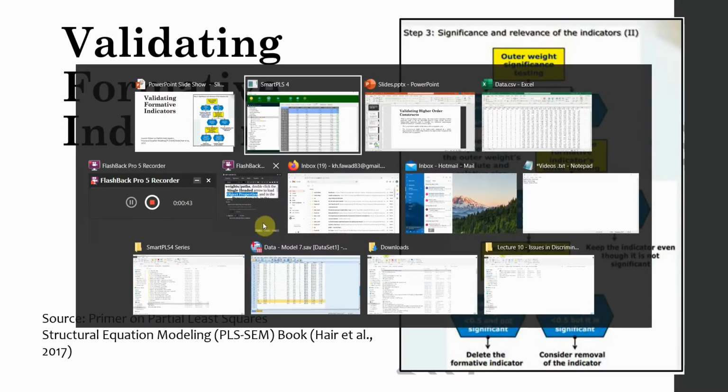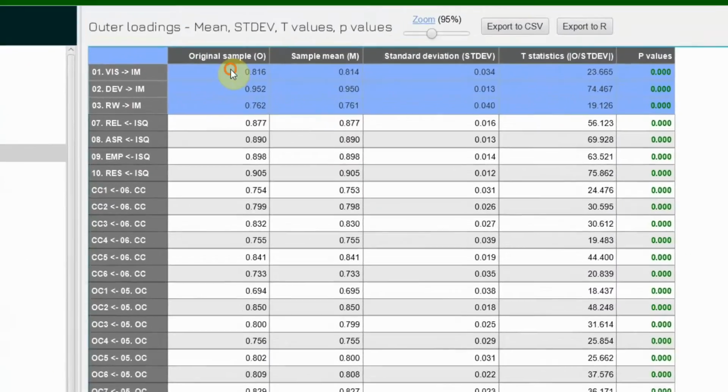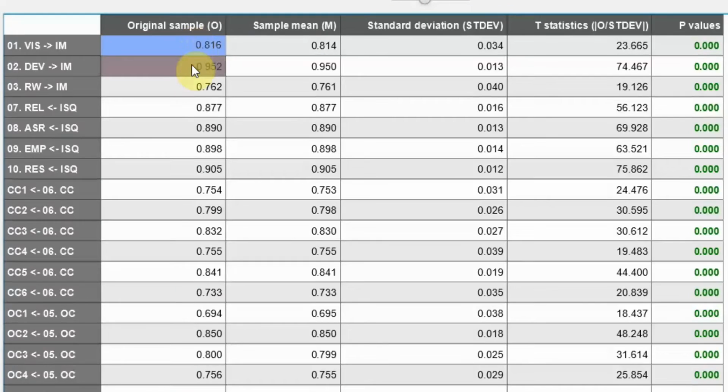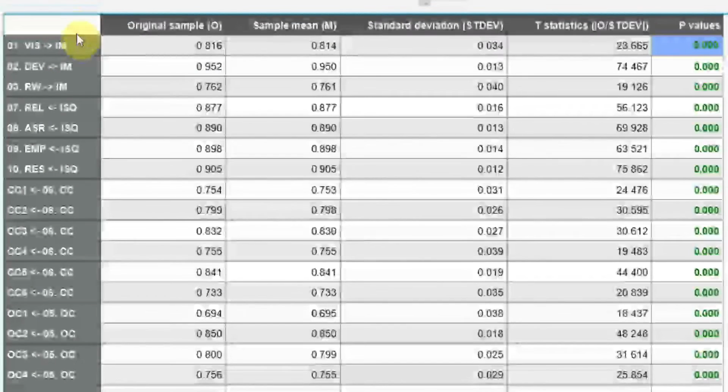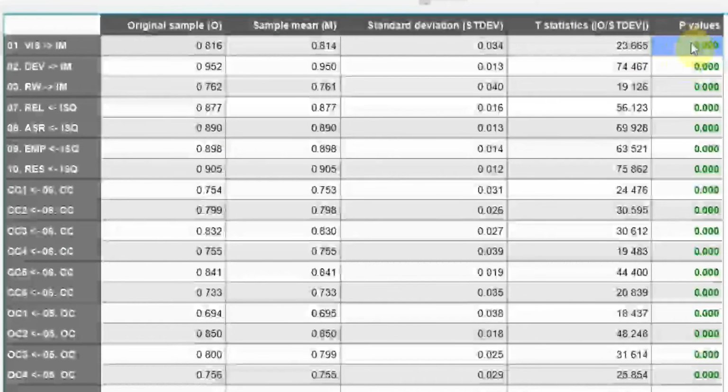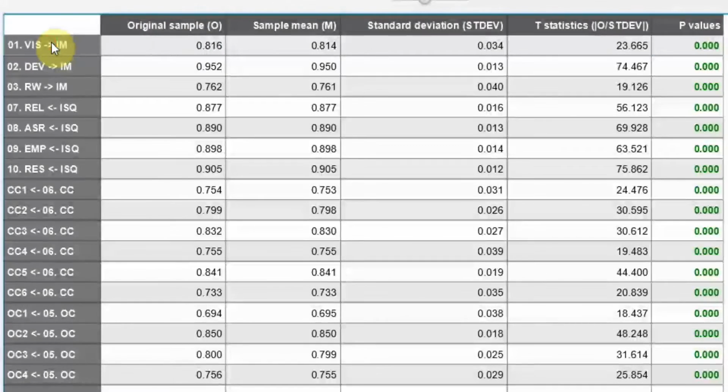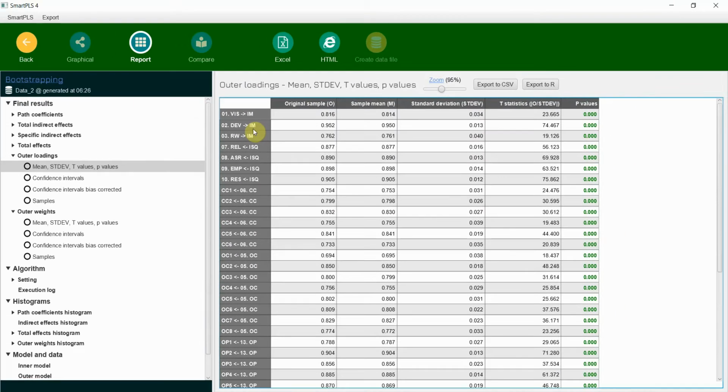Now, let's have a look here. Let's assume this loading is less than 0.5. But it is significant. So you can keep it. You do not need to delete this indicator that is part of forming internal marketing. But what if this would have been insignificant, the loading less than 0.5, the outer weight insignificant? Then you should remove it rather than keeping it, because it's not forming the higher order construct.